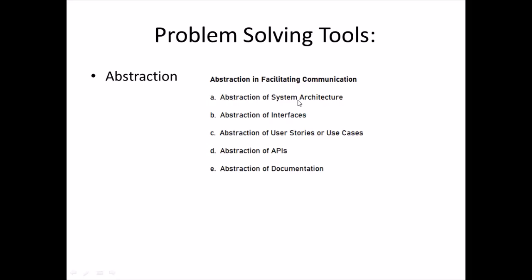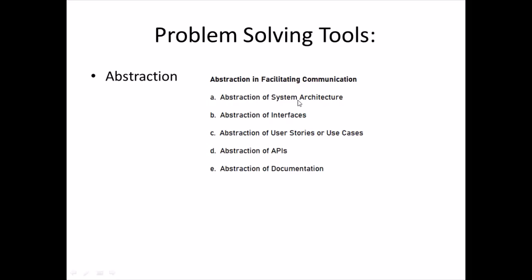So the next will be abstraction of the APIs. In projects involving integration with external services or modules, abstraction can be applied through well-defined APIs, which is the application programming interface. APIs abstract the underlying implementation details and provide a simplified way for different components of the system to communicate and exchange data. By abstracting the complexity of communication protocols and data functions, APIs facilitate effective communication and integration between different systems or modules.